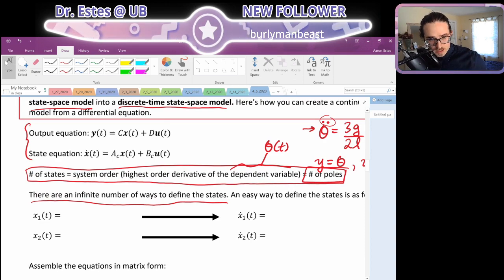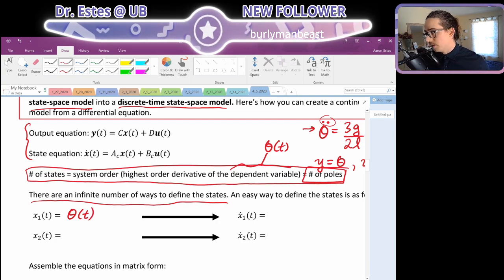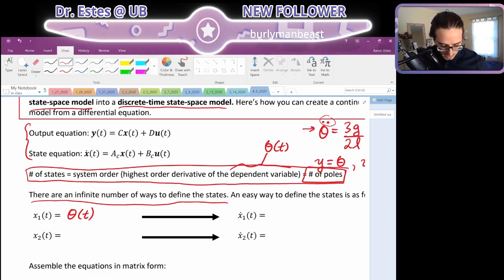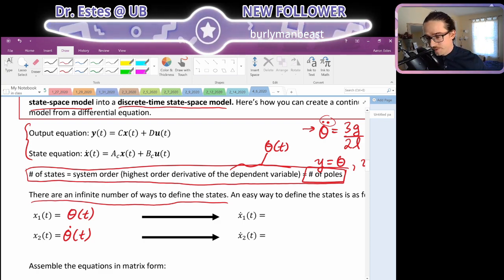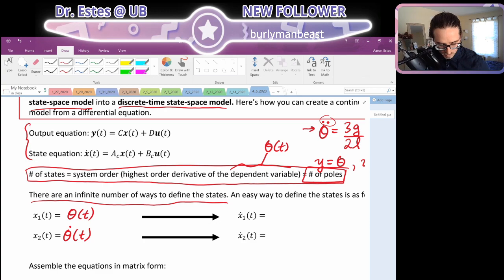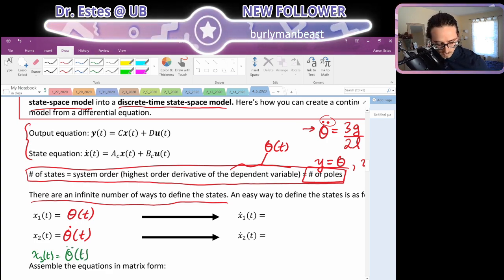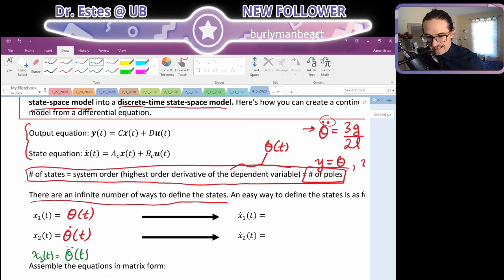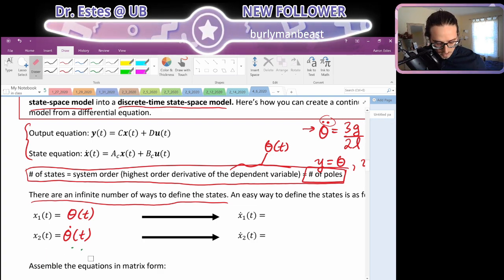And this is it. You set your first state equal to the dependent variable itself, theta. And you set the second state equal to the first time derivative of theta. And if this was like a third or fourth order system, I mean, we won't do this, but you would make the third state equal to the next derivative of theta. So you can follow this procedure for nth order system, like fifth or sixth order, whatever. But this is only second order, so we're stopping there.